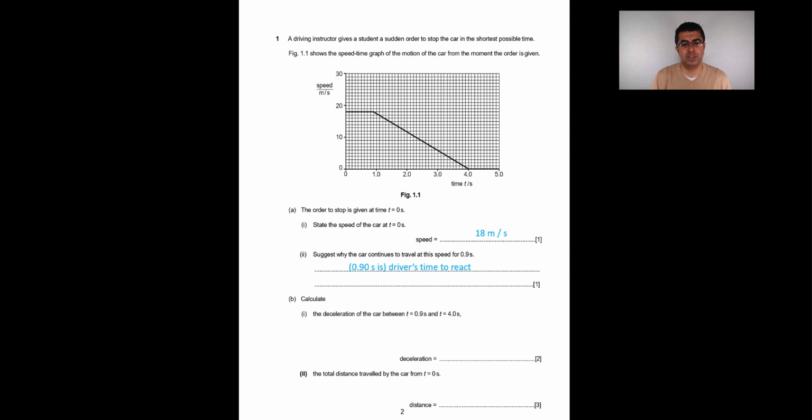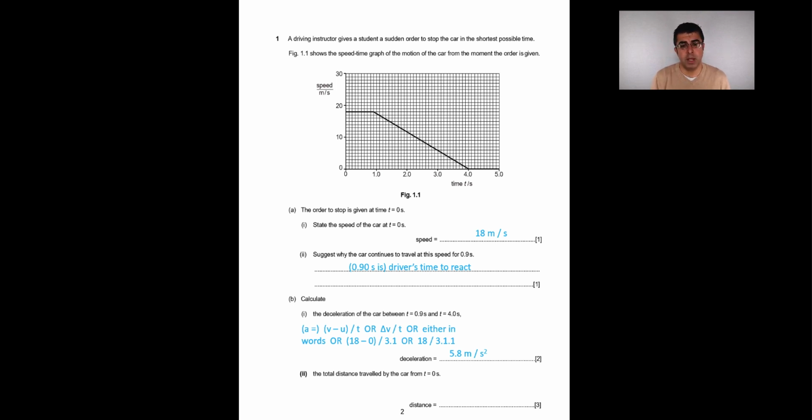Calculate the deceleration of the car between 0.9 and 4 seconds. Well, deceleration is negative acceleration. a equals v minus u over t. And quite clearly here the final speed is 0. The initial speed is 18. And the time taken is 3.1 seconds. So if you rearrange all of this, the deceleration is 5.8 meters per second squared. Look, if it's rounded, don't worry about it.